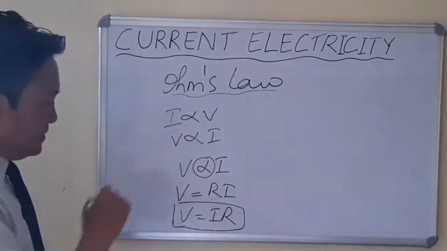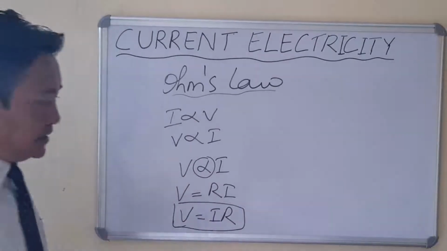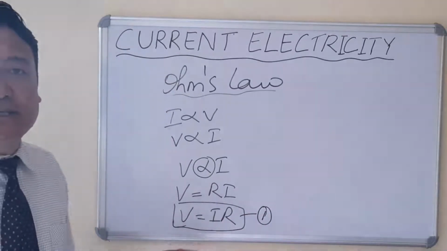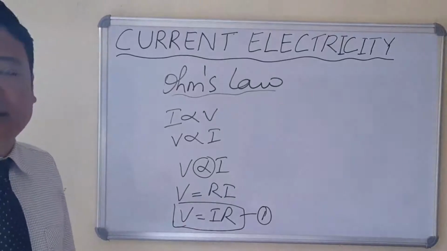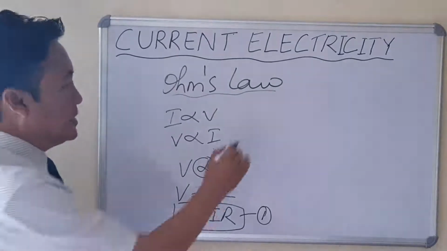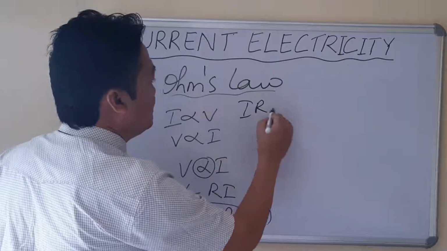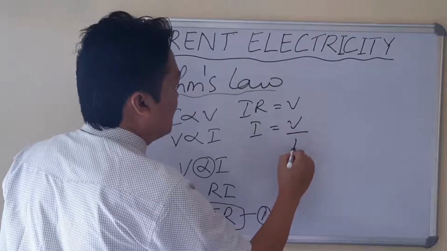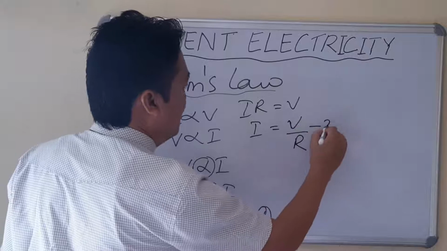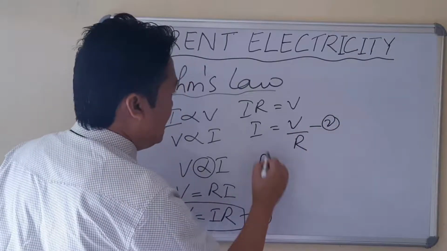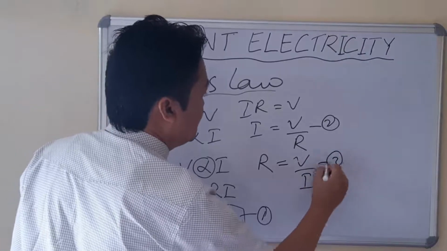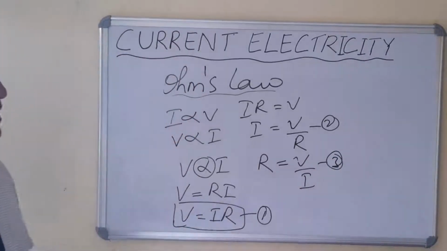Now this V equals IR is the first equation. To find potential difference, if the current and resistance are given, you can use this formula. Also, we know that IR equals V, or I equals V upon R. This is the second one. Or I can write R equals V upon I. This is equation 3. That means there are three formulas.